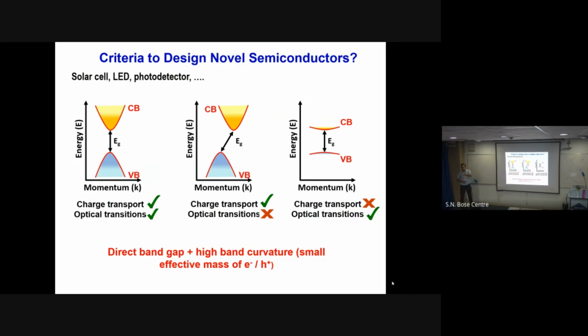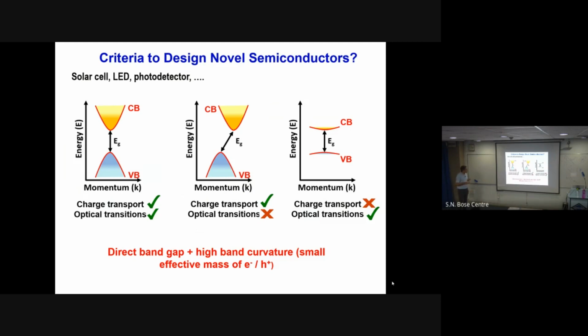The theoreticians who are sitting here can very easily find this kind of E-K diagram, the electronic band structure. One can say that if you have a large curvature here, then one would expect that the charge carriers, the hole or electron, will have a low effective mass and a large carrier mobility. So one would expect a good charge transport. And if you have a direct band gap like this, one can also have a good optical transition across the band gap, so you can get light absorption and emission based properties.